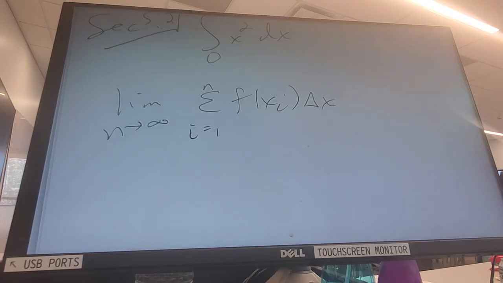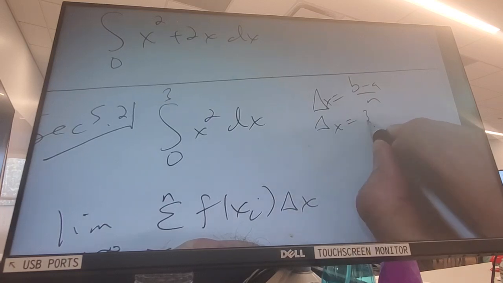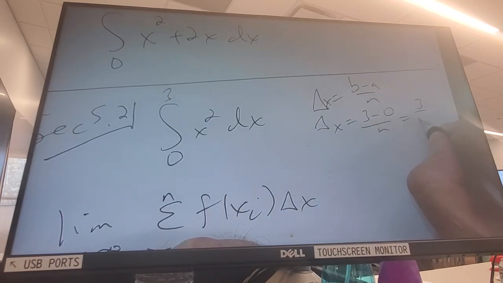First thing, let's start with delta x. What is the formula for delta x always? b minus a over n. That cannot change because it's a physical idea. Go this far, use this many steps, this is how big each step has to be. So what are b and a in this problem? 3 is b and 0 is a. Yeah, 3 minus 0 over n, so we get 3 over n.